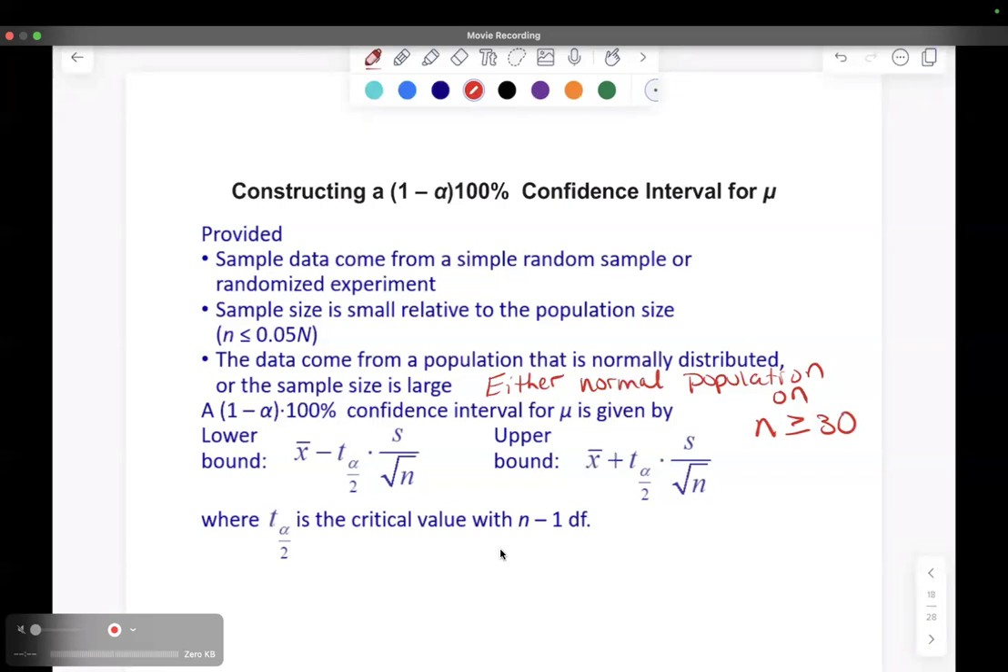Just like when we were doing proportions, you take your critical value and multiply it by the standard deviation. We're using this new standard deviation, and that is your margin of error. So it's the T value times the standard deviation. That gives us our margin of error. Then you add it to the mean and subtract it from the mean. Questions before we do math? I'm going to highlight this. Don't forget the n-1 degrees of freedom.